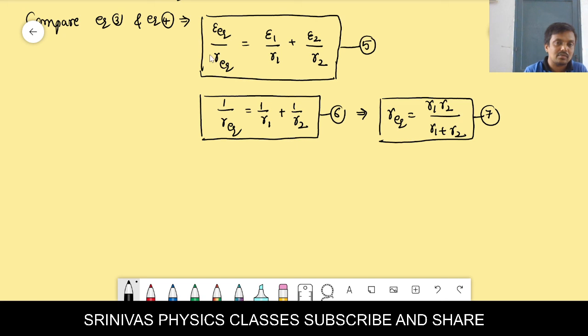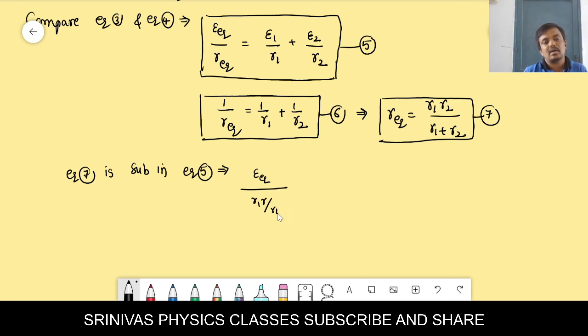For R equivalent, we can substitute this formula, and then we can simplify equation 5. Then we will get the E equivalent. Equation 7 is substituted in equation 5. If we substitute, then what will you get? E equivalent by R equivalent is E1 by R1 plus E2 by R2. We can substitute E equivalent by, what is R equivalent? R1 R2 by R1 plus R2, that is equal to E1.